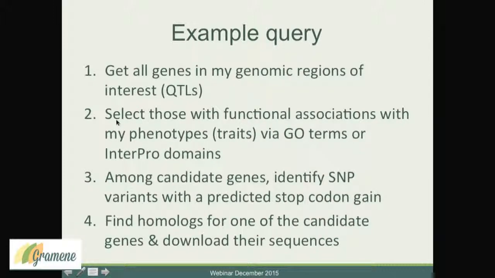From those, I am going to use gene ontology terms to refine, to narrow down the functional associations with the phenotypes, the traits that I'm interested in. In this case, they have to do with plant and ear architecture. And then, among the candidate genes, which are going to be a handful, I will identify SNP variants with a predicted stop codon gained. If we have enough time, I will show you how to also find homologs for one of those candidate genes, and we're gonna download their sequences.